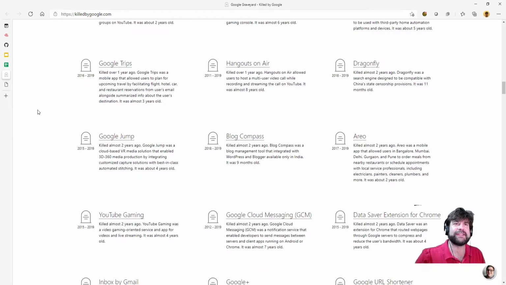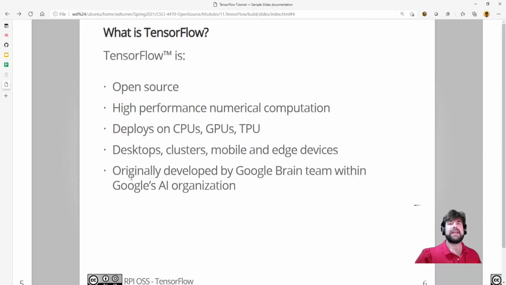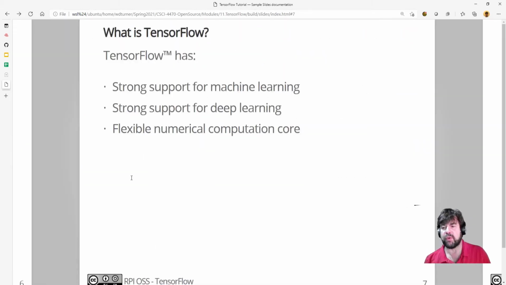Lots of stuff has been killed by Google. Hopefully TensorFlow will not join them. But since it's open source, you always have the option of continuing on from wherever they decide to leave it.